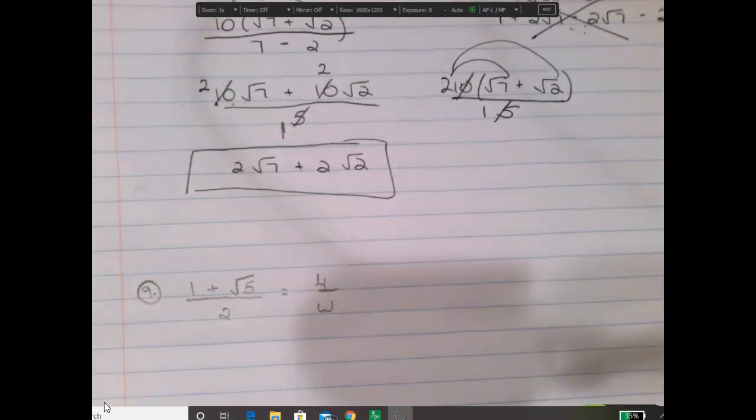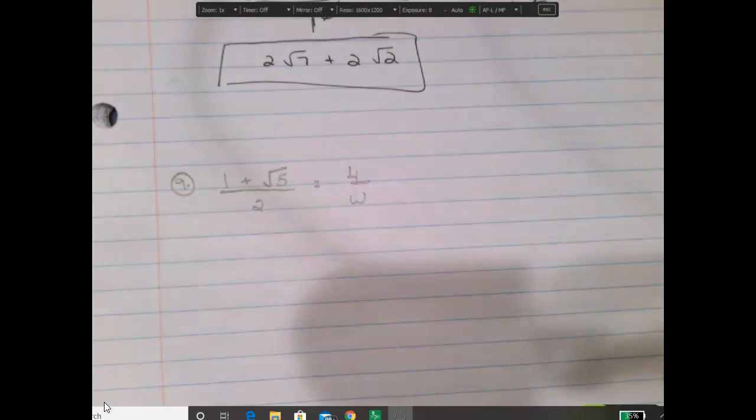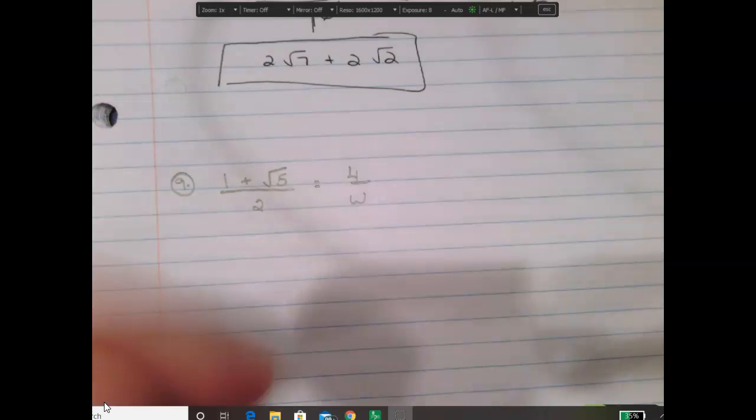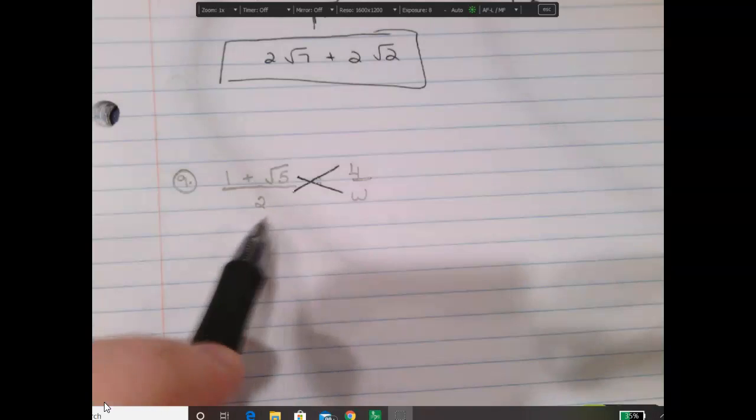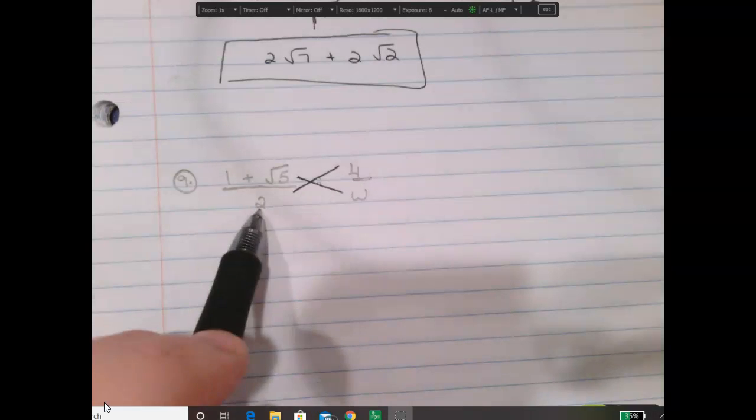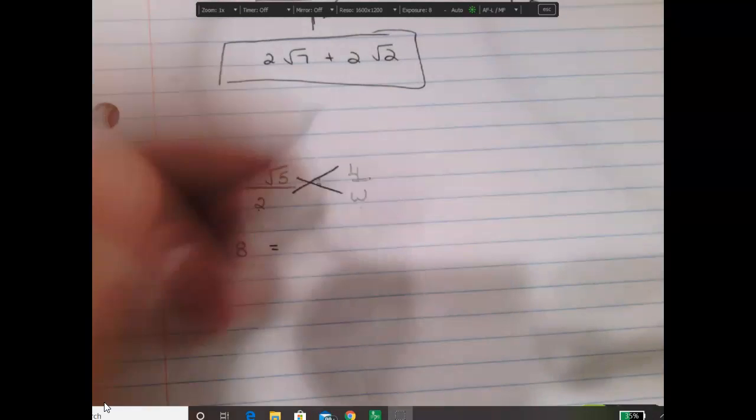Let's look at number 9. So with number 9, I've got 1 plus radical 5 over 2, and that's equal to 4 over w. To solve this problem, solve using a proportion. Mr. Garrett loves proportions. It's one of his favorite math problems. Proportions. Cross multiply. So we're bringing that back into the game. Multiply what's crossing. So 2 and 4, that's going to be equal to, and I multiply 8. Have that equal to w.